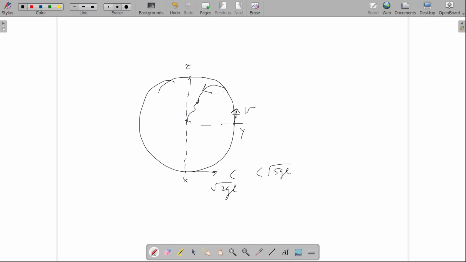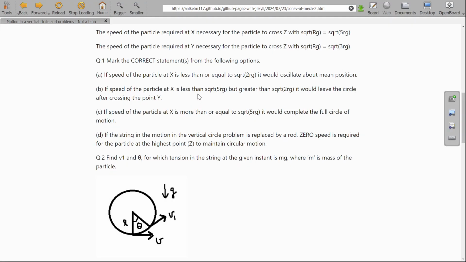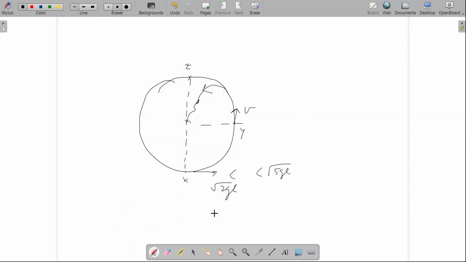So this is one of the questions. One more question begins from this particular point: how would the particle be moving? The particle would be moving in a parabolic trajectory. So this is what was asked from us, that the particle would leave the circle. So this option is correct. If the speed of the particle is more than or equal to this, it will complete the circle. This is right. If the string is replaced by a rod, zero speed is required at the highest point. So this is also correct.